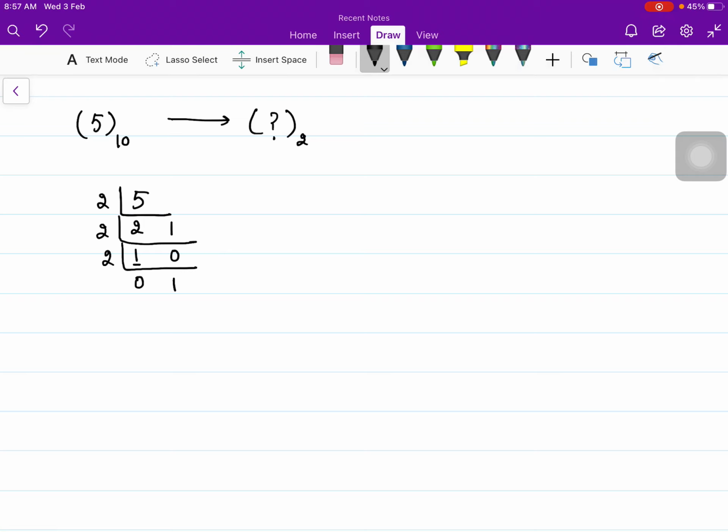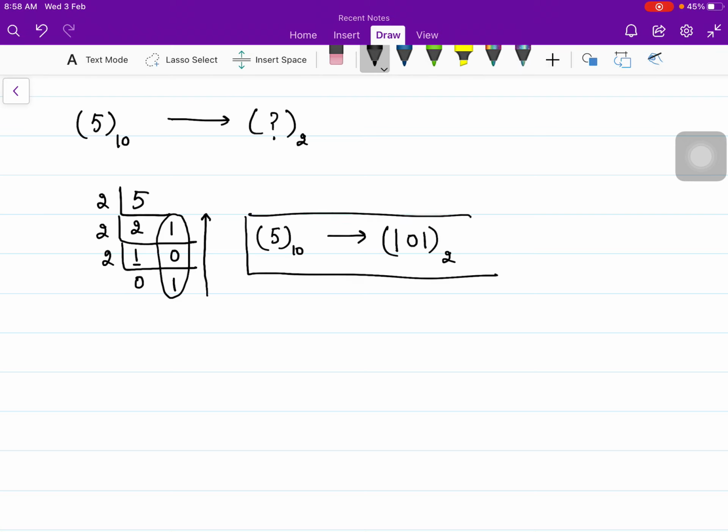We will take the answer from bottom to top. That is, the bottom one comes first, then the middle 0, and the top one comes last. So we will take this answer from bottom to top, in this direction, and it is in binary. This is how we finally write our answer.